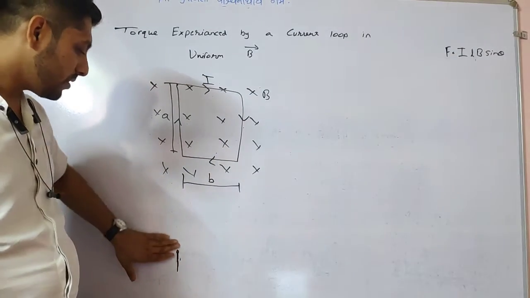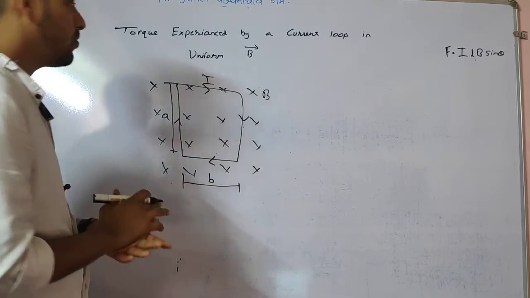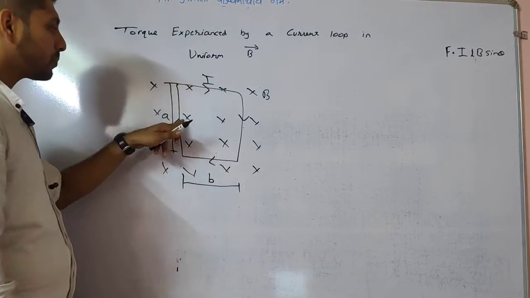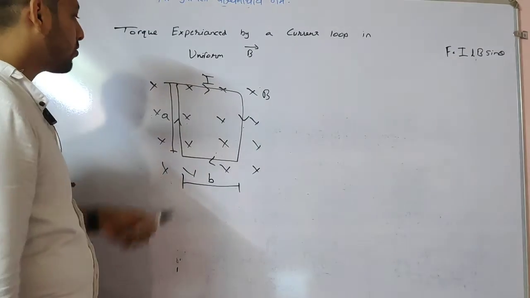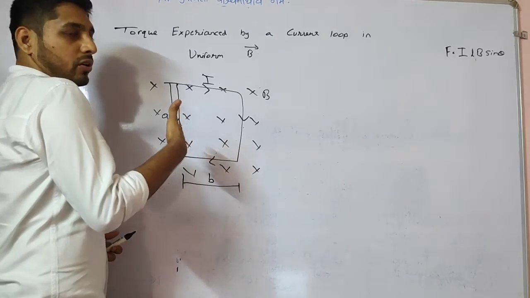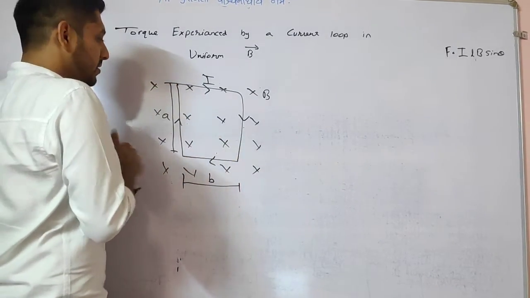Now, will this loop experience a magnetic force? What will be the direction of force? We know it is the right hand palm rule. For this side of the loop, the magnetic field is going inside, velocity, that is current, is in the upward direction, so the force will be in this direction.